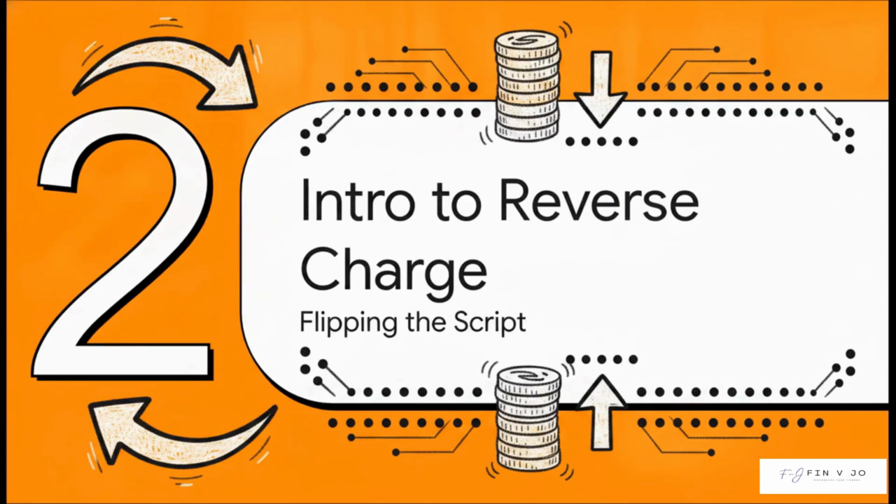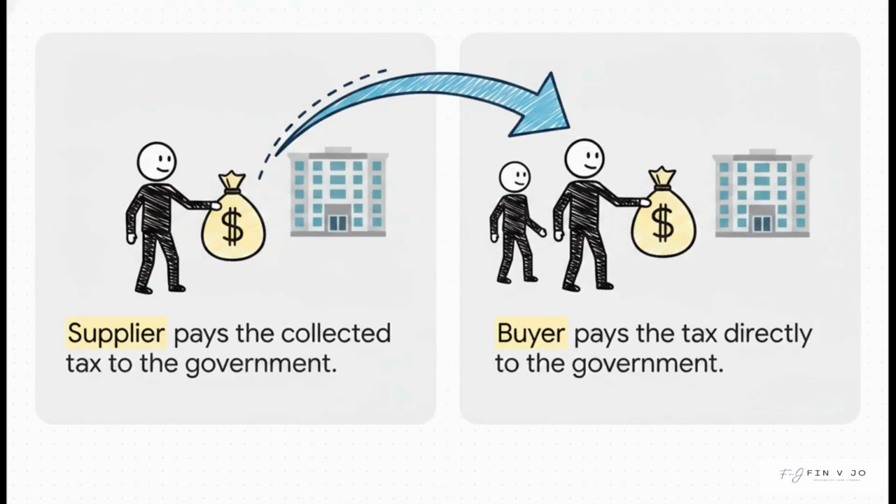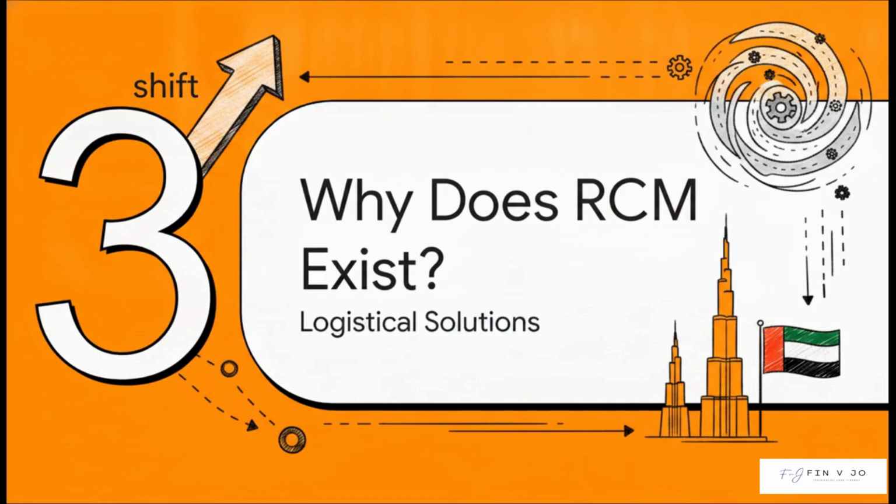Introducing the reverse charge, flipping the script. So what actually happens when we completely reverse who holds that tax responsibility? Well, as we just saw, normally the supplier pays the collected tax to the government, but under the reverse charge, it's the buyer or recipient who pays the tax directly to the authorities. The responsibility leaps entirely from the supplier making the sale straight over to you, the buyer receiving those goods or services. It is a total reversal of the standard flow, and it fundamentally alters your compliance obligations and supply chain dynamics. Which brings us to Section 3.